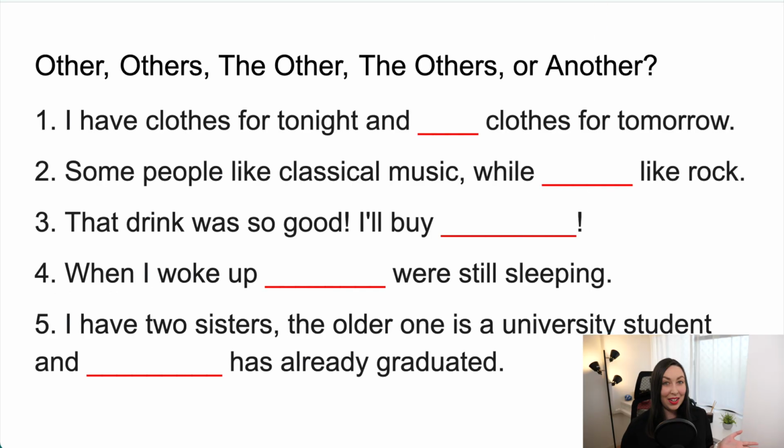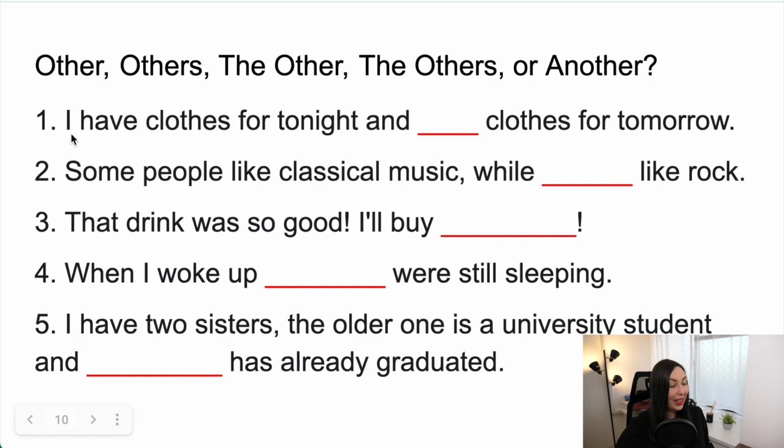Very good. All right, so now that we have gone over other, others, the other, the others, or another, let's try to put them into sentences. We have 5 questions here. We're going to try and put the correct form of other into these sentences. So let's try number 1 together. Please write your answers in the comments.